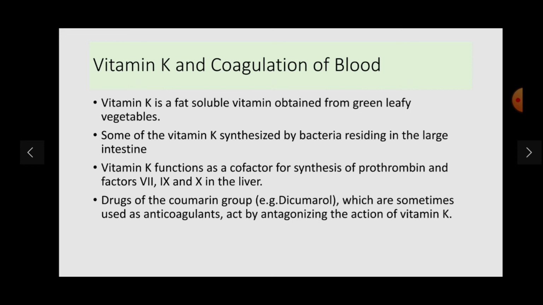So the deficiency of vitamin K leads to deficiency of factors 2, 7, 9, 10, which leads to prolonged clotting time. Various anticoagulant drugs, mainly the drugs of the coumarin group, which are sometimes used as anticoagulants, act by antagonizing the action of vitamin K. So always remember that vitamin K is useful for the activation or synthesis of factors 2, 7, 9, 10, and in the deficiency of vitamin K, coagulation is prolonged.